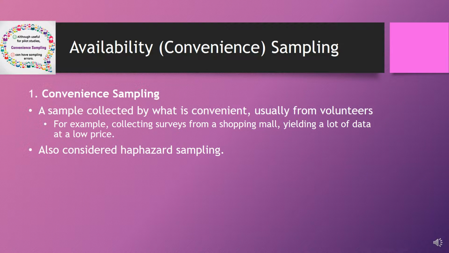Availability, or convenience sampling, occurs when a sample is collected in a convenient manner, usually from volunteers. For example, collecting surveys from a shopping mall, yielding a lot of data at a low price. This type of sampling is also considered haphazard sampling.